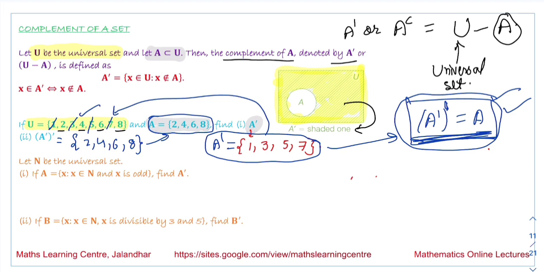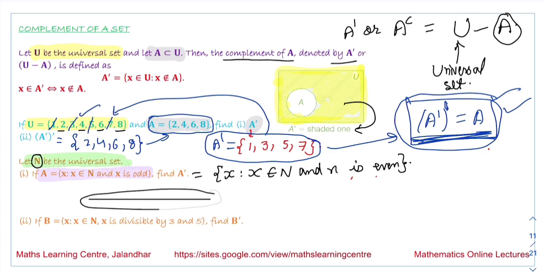Next, let N, the set of natural numbers, be the universal set, and the set A is given to be the set of x such that x is a natural number and x is an odd number. We have to find A dash. So A dash will be x such that x is a natural number, because the set of natural numbers is the universal set, and x is even. We have all the odd natural numbers. Out of these natural numbers we have removed all the odd numbers. So what we will be left with is all the even numbers.